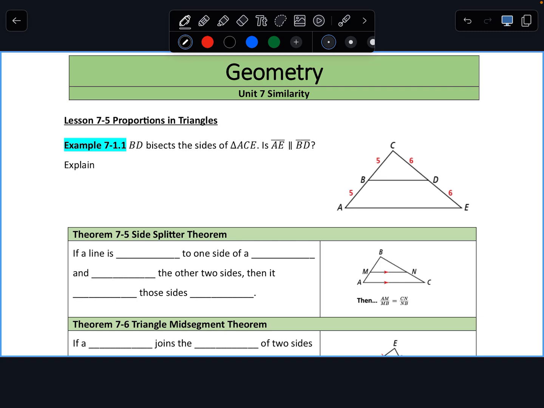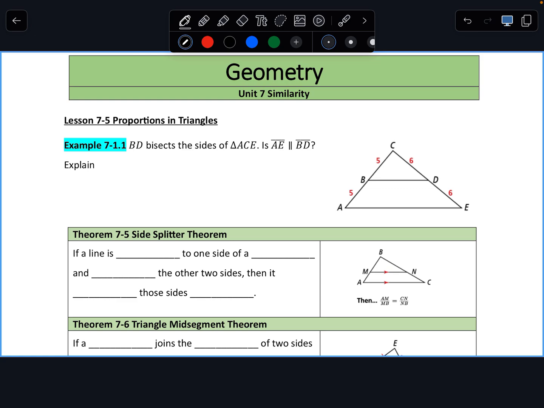So even though this section is titled Proportions in Triangles, you don't necessarily need there to be a triangle for these proportions to exist. What we do need for the proportions to exist are parallel lines. So when we have parallel lines, those will create proportional segments. And also, when we have angle bisectors, that's going to create some proportional segments as well.